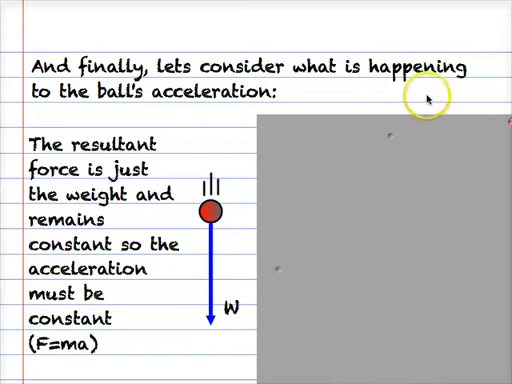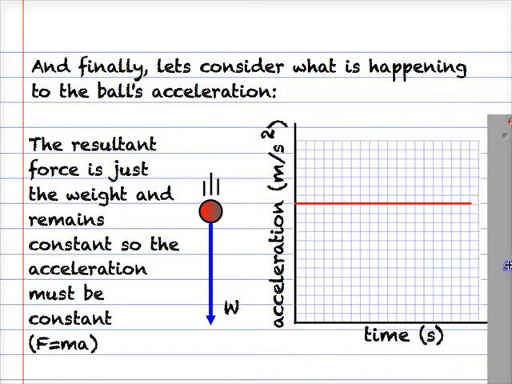Finally, let's consider what's happening to the ball's acceleration. Well, the resultant force on the ball is just the ball's weight. There's no air resistance to worry about. So the only force the ball is experiencing is the weight downwards, and that doesn't really change. It remains constant, so the acceleration must be constant from F equals ma, Newton's second law. If the force is constant, the acceleration is constant, assuming the mass is going to remain the same. Let's have a look, see how that looks.